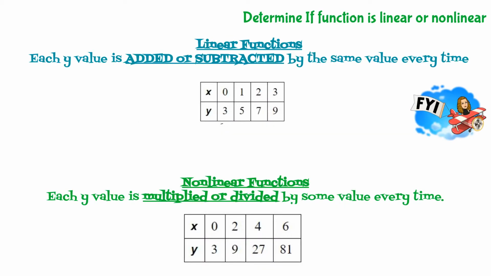So determine if the function is linear or nonlinear. For linear functions, each y value or f of x value is added or subtracted by the same value every time. So in this example, we can see that every time x goes up by 1, we are adding 2 each time.